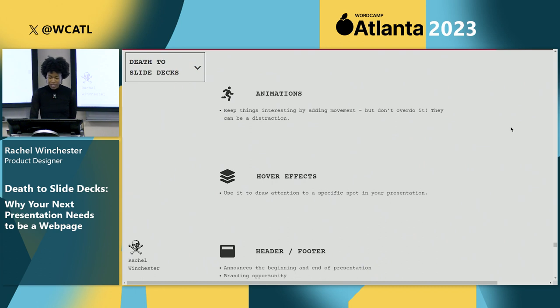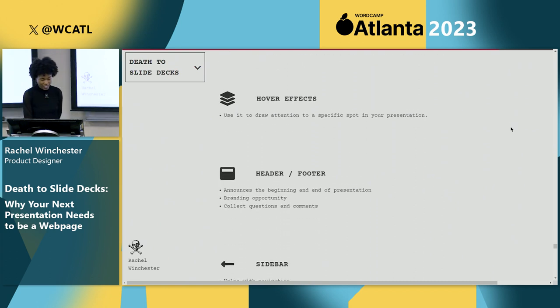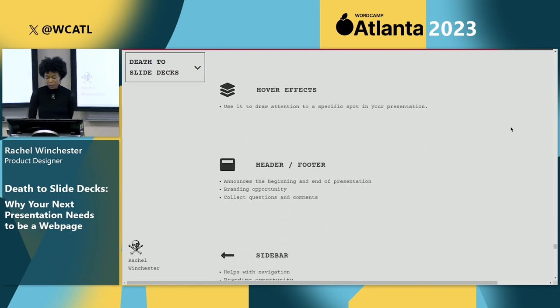Animations keep things interesting by adding movement, but don't overdo it. They can be distracting. Hover effects, use it to draw attention to a specific spot in your presentation. I was using hover effects with the photos, so all of the photos were in black and white, and then when I referenced them, I hovered over the image, and it would turn to full color.